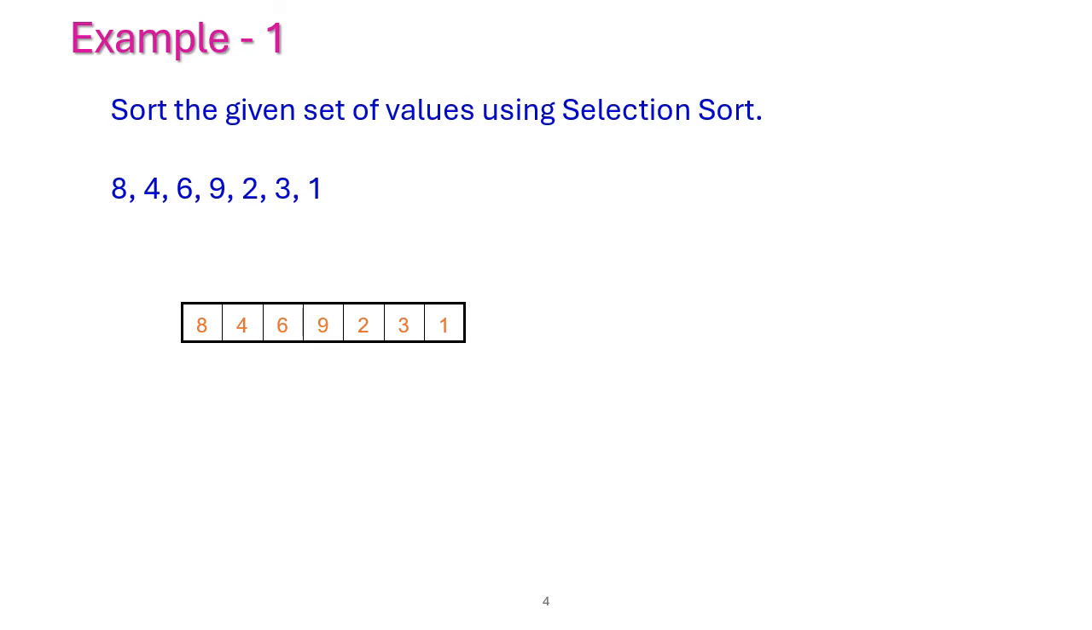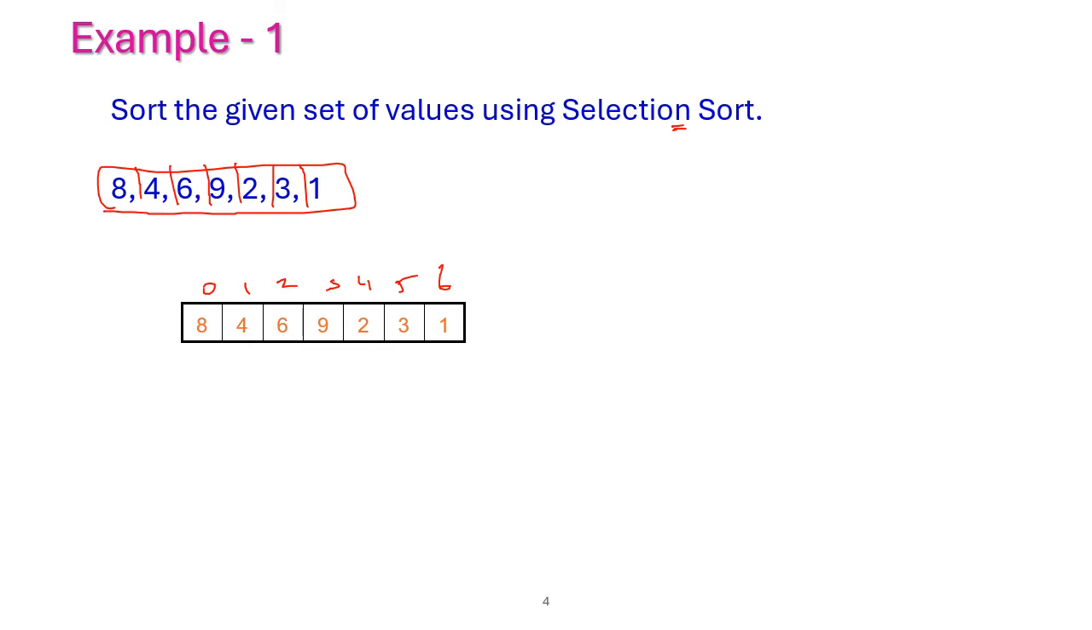Now let us see one example for this selection sort. Sort the given set of values by using selection sort. The given values are 8, 4, 6, 9, 2, 3, 1. The indexes are 0, 1, 2, 3, 4, 5, 6.